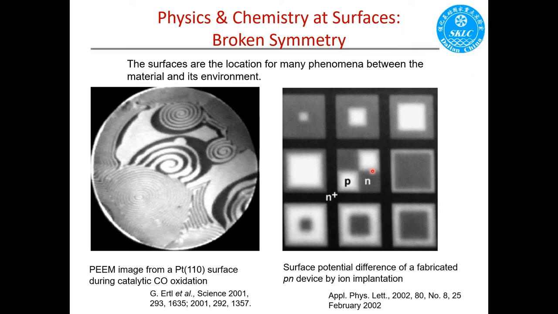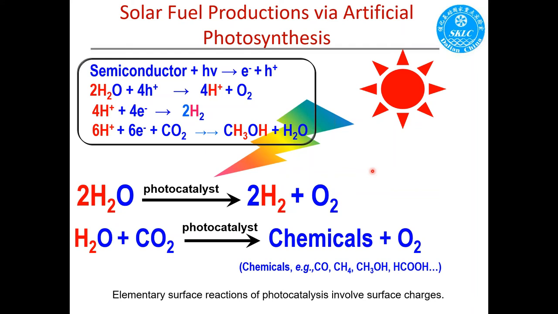So now let's shift to today's topic. As Dr. Huang has also mentioned, the importance of solar fuel production via artificial photosynthesis. The semiconductor absorbs light to produce electrons and holes. The water will react with the holes to produce protons, and the protons will react with the electrons to produce hydrogen, and sometimes it will produce methane. So you will see that in these processes, most of the elementary steps involve surface charges. So detecting the charges on the photocatalyst is a very important issue in this area.